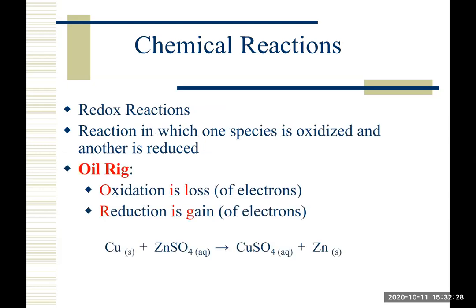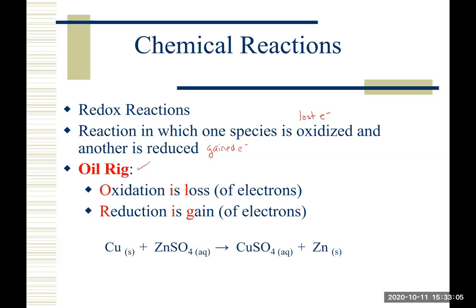In a redox reaction, we have one species which is oxidized. That means that that species has lost electrons. We have another species which is reduced, which means that that species has gained electrons. You can remember this with this acronym, OIL RIG. Oxidation is loss of electrons. Reduction is gain of electrons. Let's take a look at the redox reaction at the bottom of the screen.